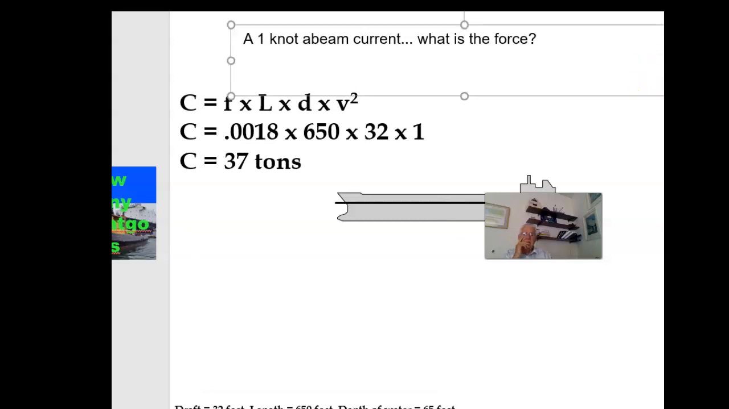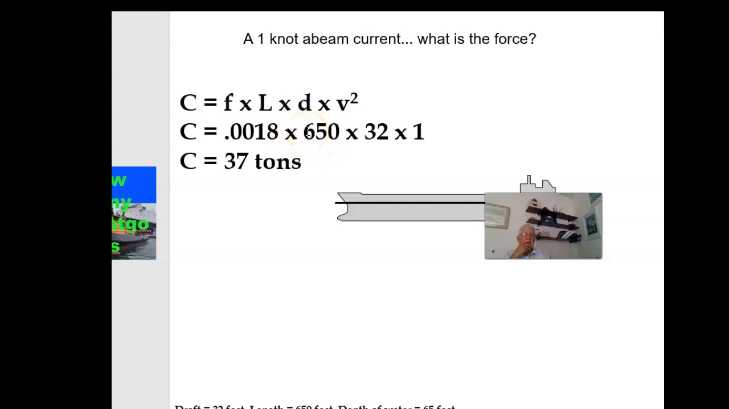So here's our situation. We've got a 1 knot of beam current operating on the port side, hitting all of this underwater area here. We know the formula because it is 2 times the draft. That's our water depth. It's 2 times the draft. It's a 65-foot water depth.